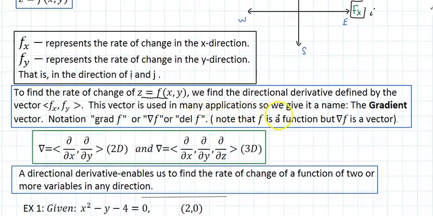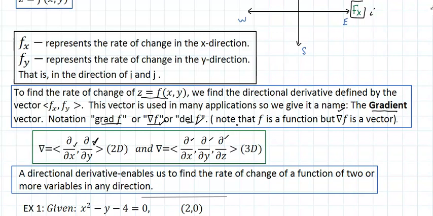This vector is used in many applications, so it has a name. We call it the gradient vector. The notation for it is gradient of f, delta f, or del f. Those two are really what you see more than anything. Note that f is a function by itself. You apply the gradient on it. The gradient is nothing more than an operator. It operates on a function by taking its partial with respect to x for the i, its partial with respect to y for the j. That's in 2 dimensions. In 3, it'll do it in terms of x, y, and z.